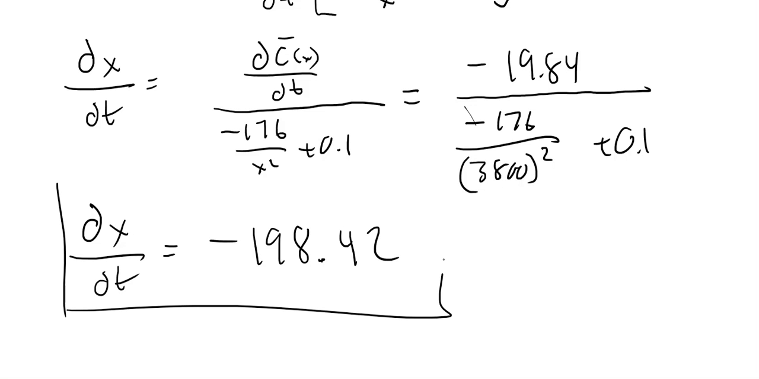In other words, the rate of production needs to decrease by 198.42. And again, you would have to see in your instructions whether the answer is rounded to the nearest integer, which would be 198, decreasing by 198 units per month to answer this question.